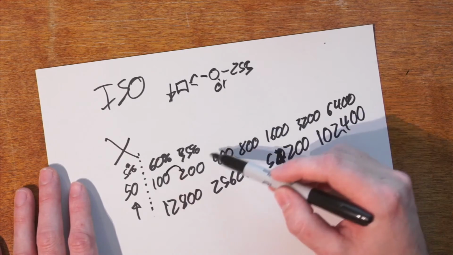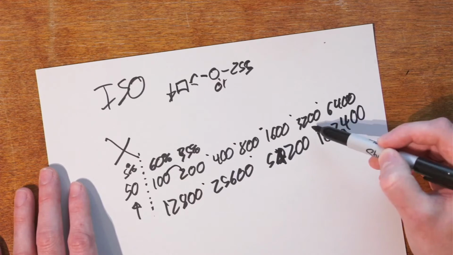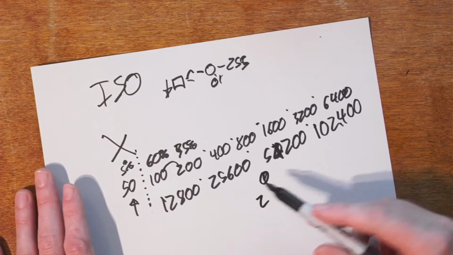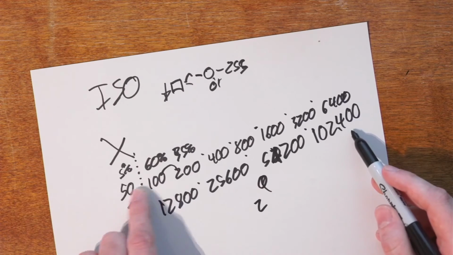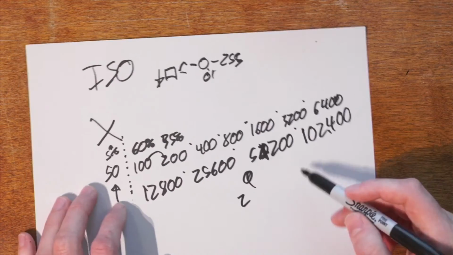So 1, 2, 3, 4, 5, 6, 7, 8, 9 doublings, right? So it's 2 to the 9th for that, right? We're doubling 9 times, assuming we don't have 50, that gives us a 10th one. Or we can't go higher, and that gives us more.